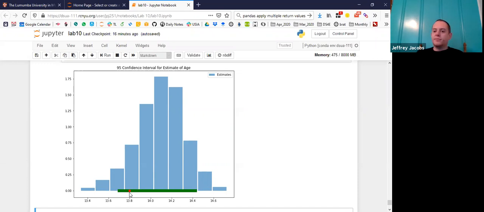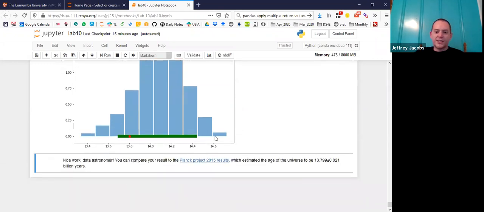So that's how you do this lab. And you can compare with the project of astronomers, which estimated it to be 13.799 plus or minus 0.01 billion years. Submit it and get those free points.